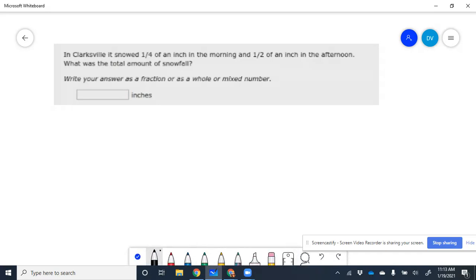We want to add the fraction 1/4 plus the fraction 1/2. So to do this, we need a common denominator. Can you tell me what the common denominator is? It's okay if you don't know. We're going to use 4, yes. We're going to use 4. So we already have a 4 here.